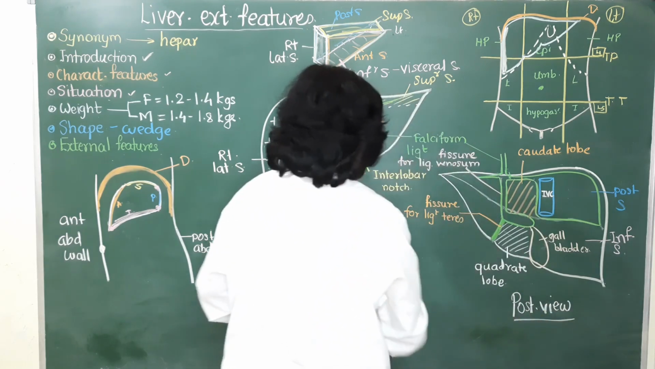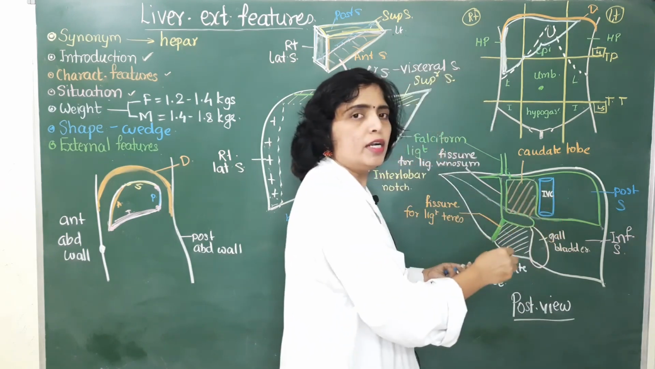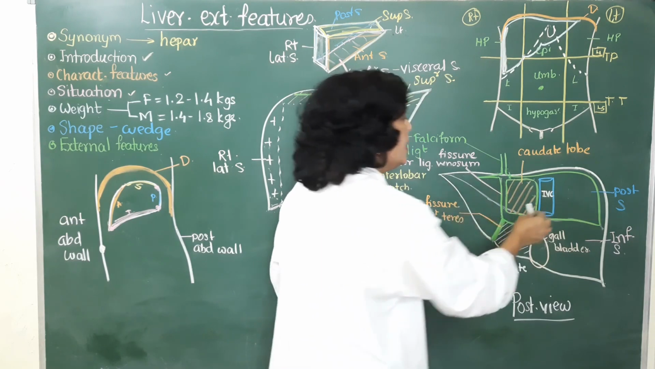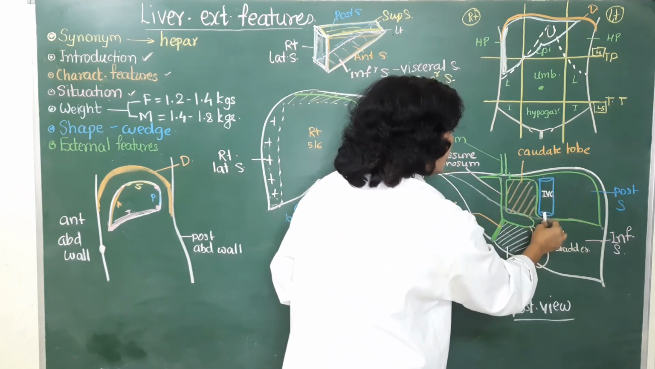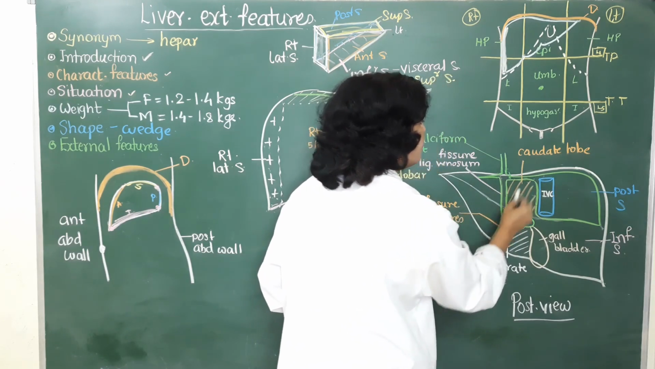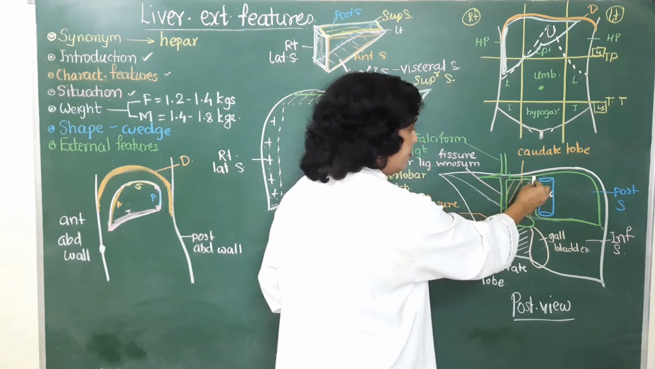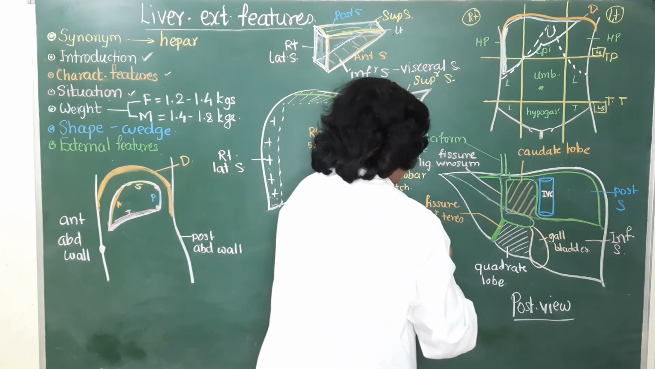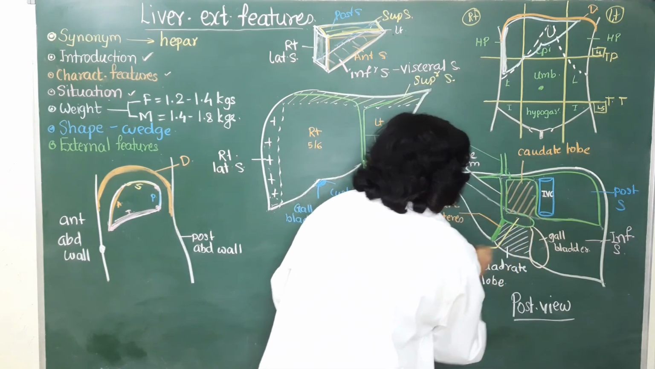Now coming to the boundaries of the caudate lobe of the liver. Caudate lobe of the liver lies on the posterior surface of the liver. It is bounded on the right side by the groove for inferior vena cava. On the left side it is bounded by the fissure for the ligamentum venosum. Above it is bounded by the posterior superior border of the liver, and below it is bounded by porta hepatis. So this structure is porta hepatis.